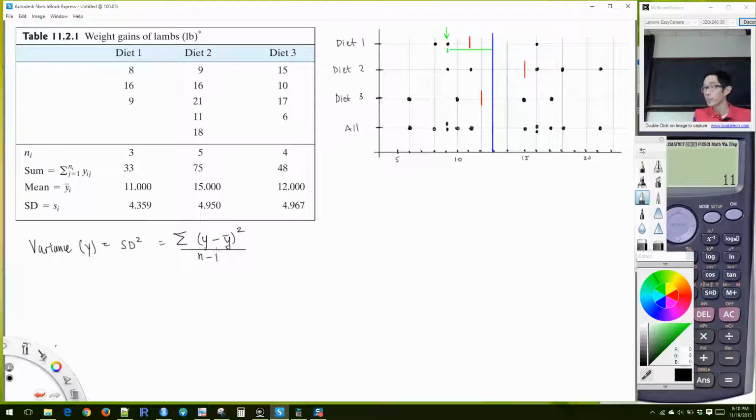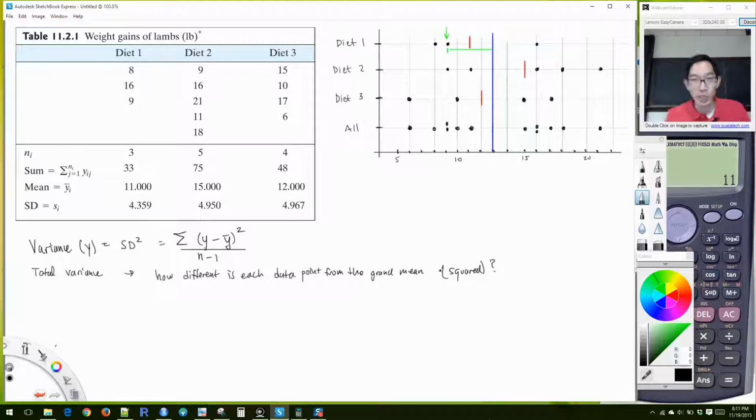So what we're going to do is look at just this numerator here, y minus y bar. That is effectively how different, if we're looking at the total variance, each data point is from the grand mean, and then squared is effectively what we're going for.